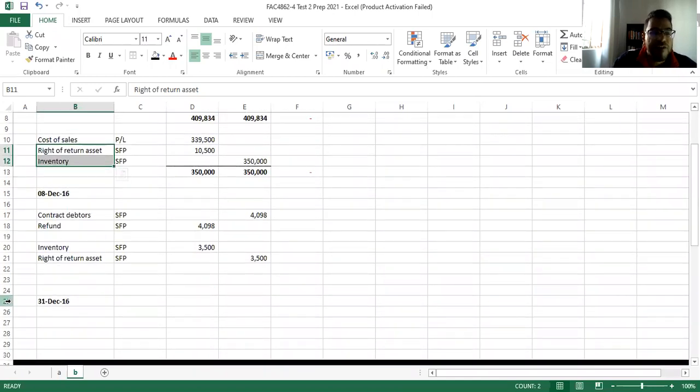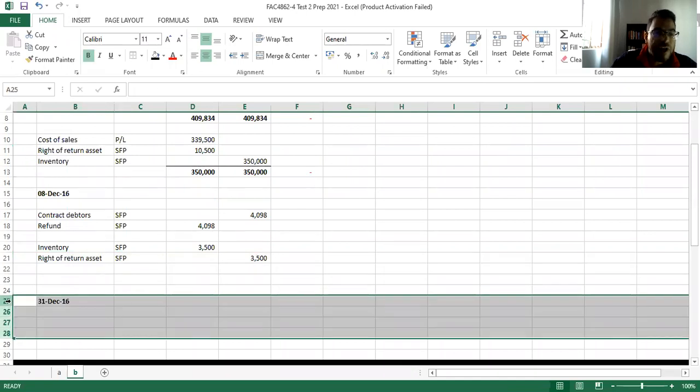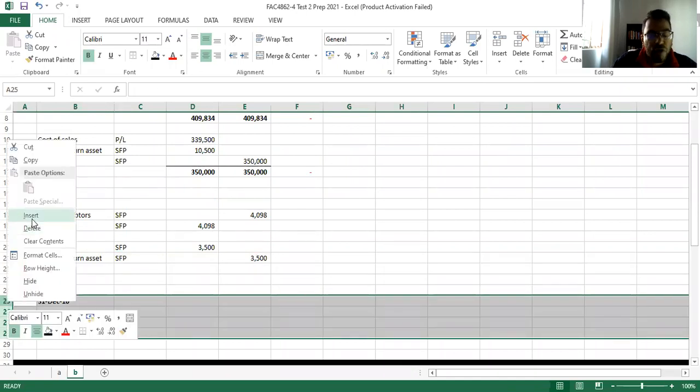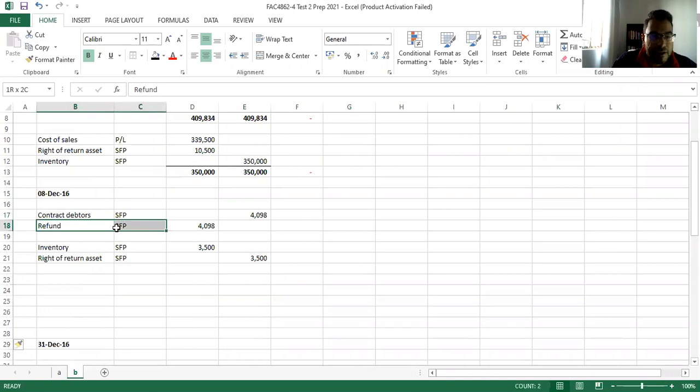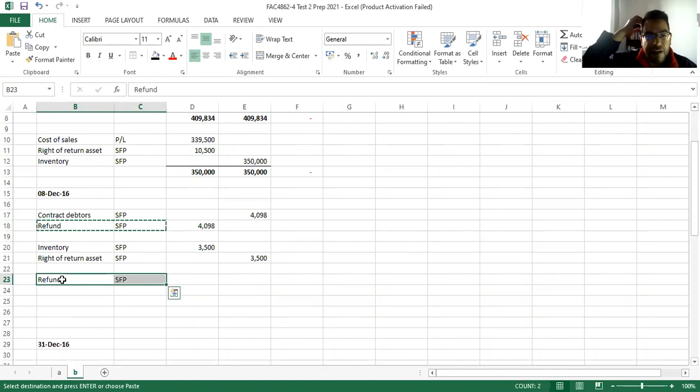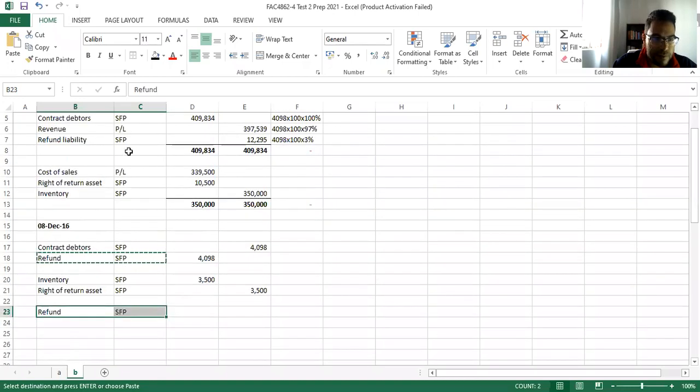Now that the refund policy is over, we no longer have an obligation to make a refund, and we no longer have a right to receive the asset. So what's going to happen? The refund liability is going to decrease. So therefore, liabilities are decreasing.